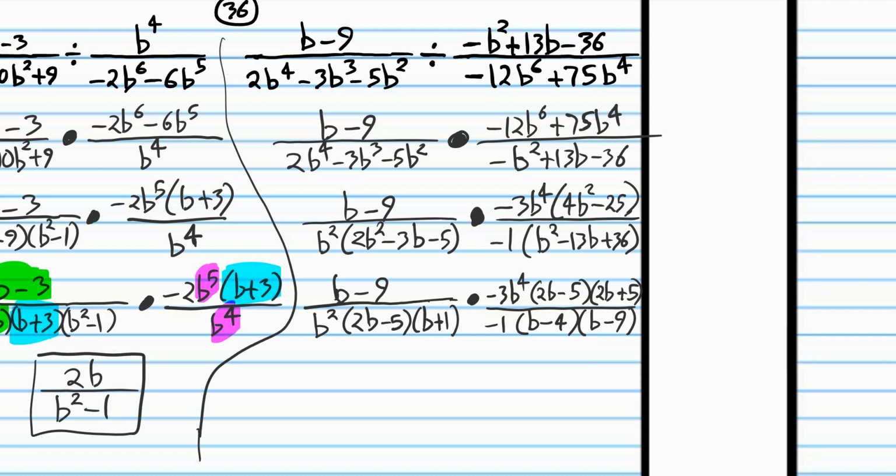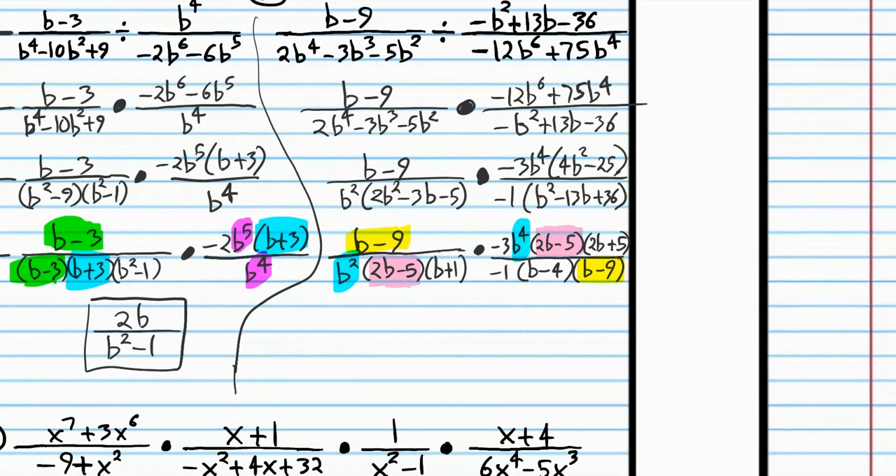Now we just have to cancel out. Let me use that other color. And we also have b's. B to the fourth over b to the second would just be b to the second. So we're left with negative 3b to the second, 2b plus 5 in the numerator.